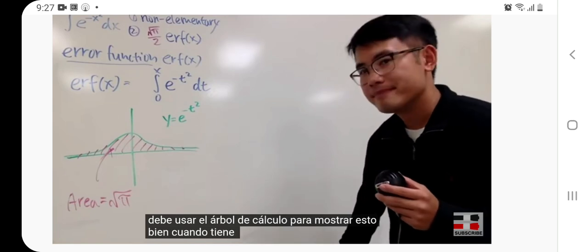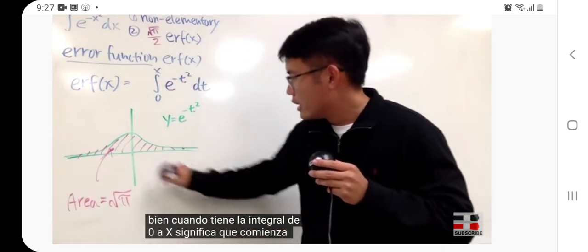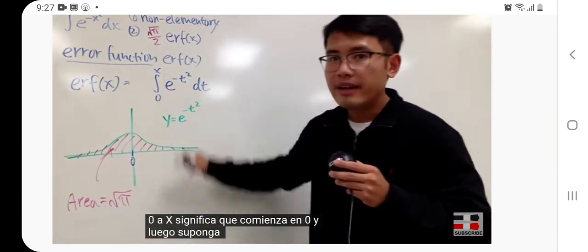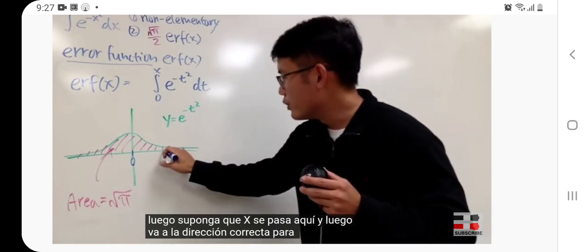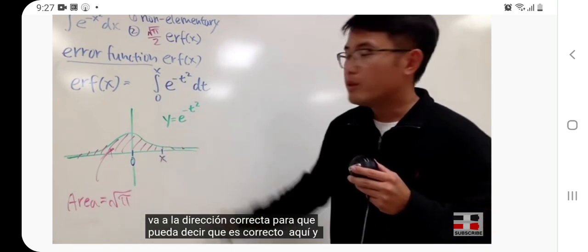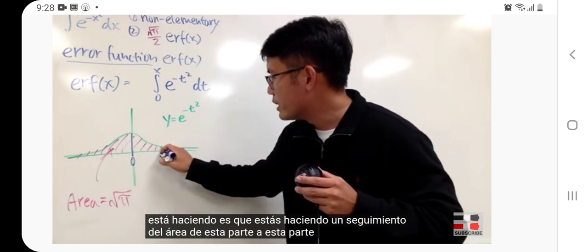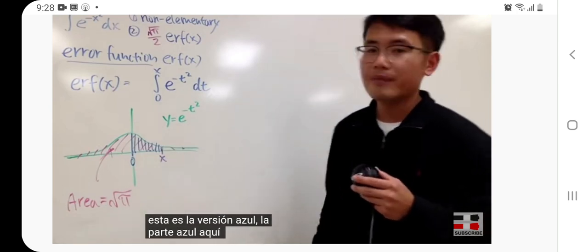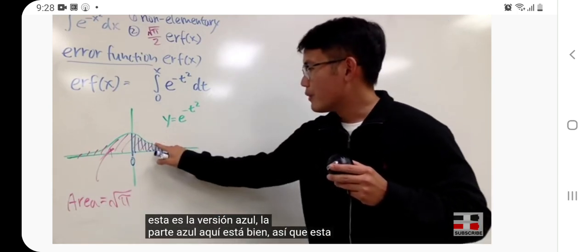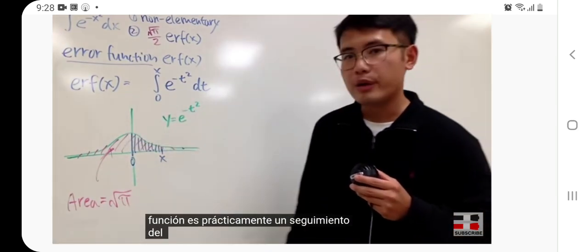All right. When you have the integral from 0 to x, it means that you begin at 0, and then suppose x is positive, then you go in the right direction. So you can just say it's right here. And what this is doing is that you are keeping track of the area from this part to this part. And this is the blue portion right here. So this function is pretty much keeping track of the area.